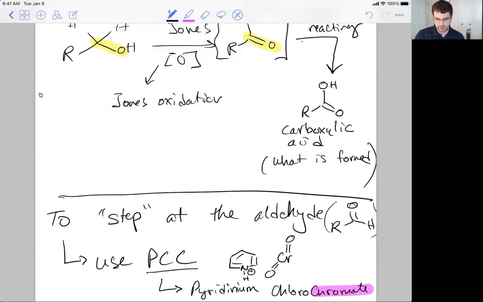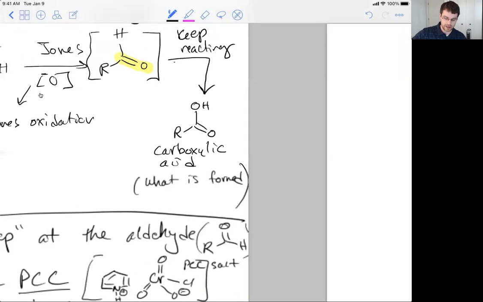So in pyridinium chlorochromate, we have this salt. So this kind of sits together as a salt, and it's called the PCC salt, where PCC stands for pyridinium chlorochromate. It's just another chromium-based oxidant. The difference is because we don't have water present, when we add PCC to a primary alcohol, we will see the reaction stop at an aldehyde. Let's look at that.